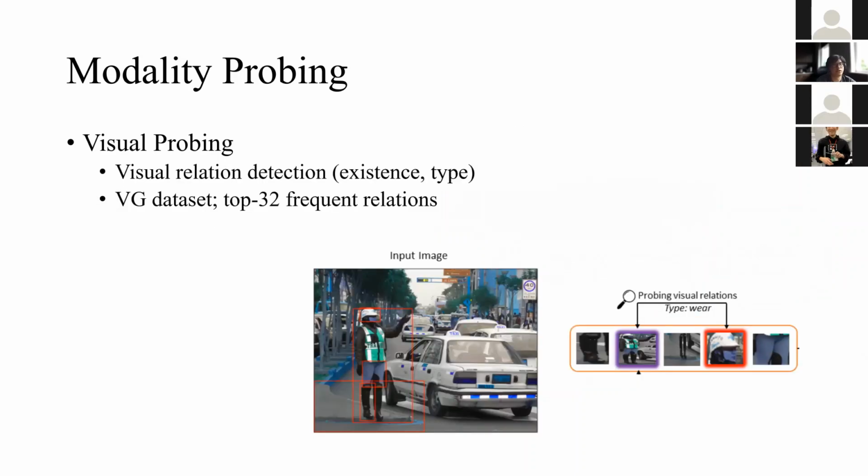So let's first discuss the visual probing part. We propose to use visual relation detection. The task is to predict the existence or type of relationship between visual objects. For example, in this image, the guy wears the helmet. So where is the relation? We use Visual Genome to construct this task using the top 32 frequent relations.